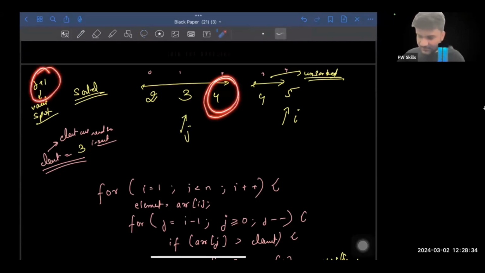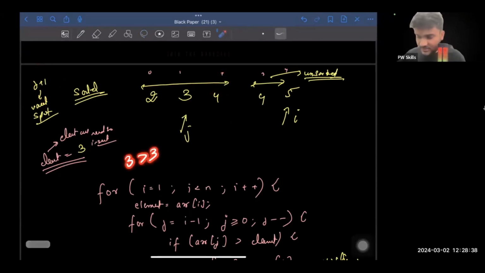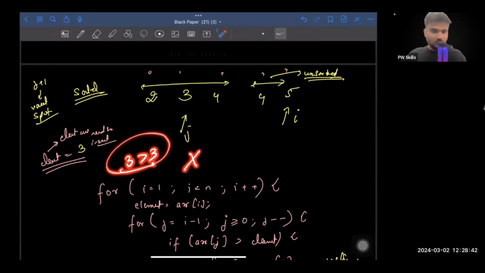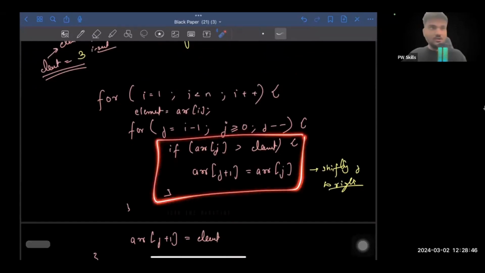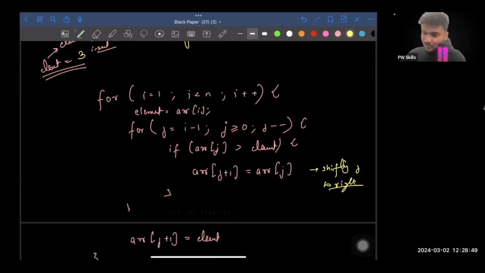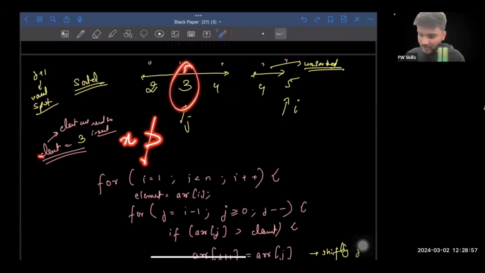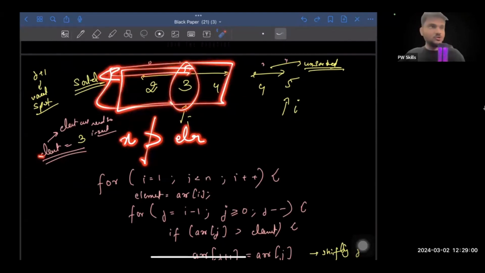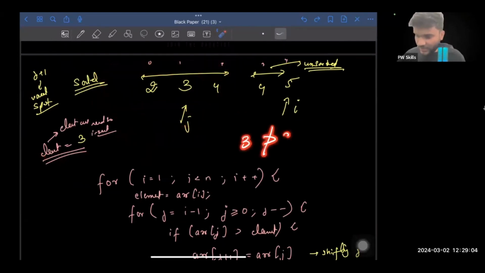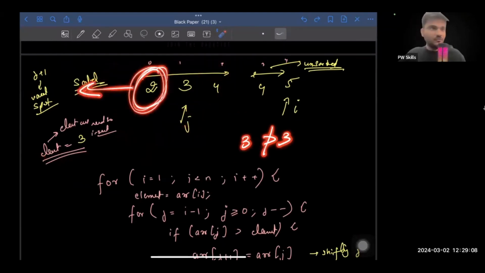Now j plus 1 is the vacant spot. Is 3 greater than 3? No. So the moment you realize that you found an element which is not greater than your element here, can I say behind this element you will not find anything greater either? The moment you realize 3 is not greater than 3, you can say 2 will also not be greater than 3. Anything to the left of 2 also will not be greater than 3.